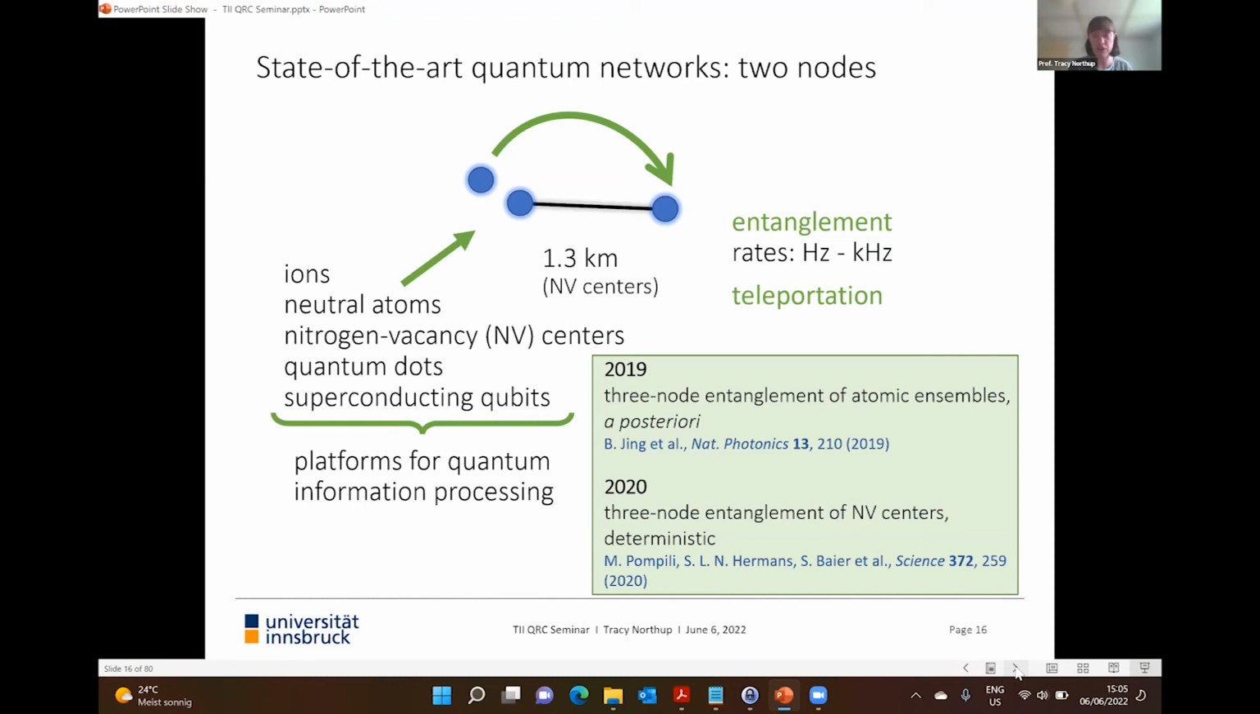So the teleportation with the 3 nodes was to say that you could use the intermediate node to entangle the remote nodes, so that then you could teleport between 2 nodes that had no direct connection between each other. Wow. All right, cool, thanks.